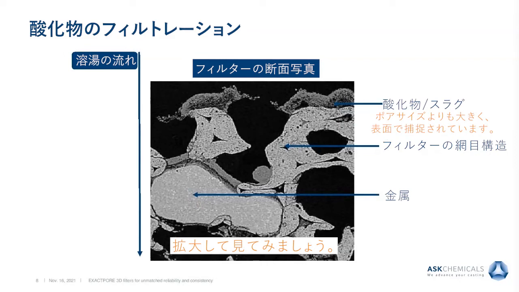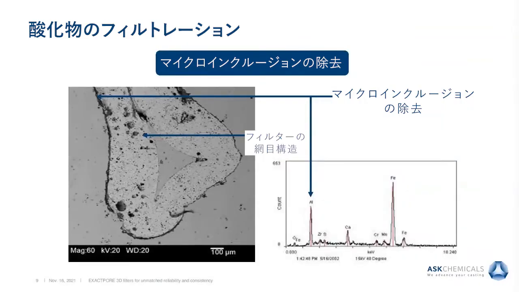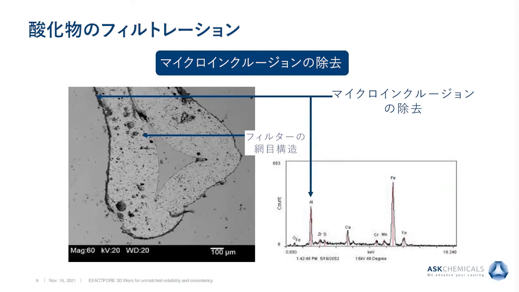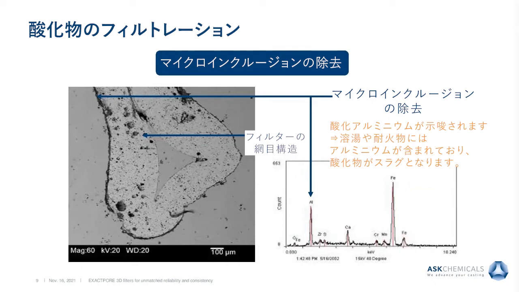When we zoom in on a filter web, we can see some of the removal of the micro inclusions. In this image, the metal is flowing from left to right. The dark layer is an accumulation of micro inclusions on the filter web surface. Analysis of that material shows it to be high in alumina oxide. This is common for steel alloys.